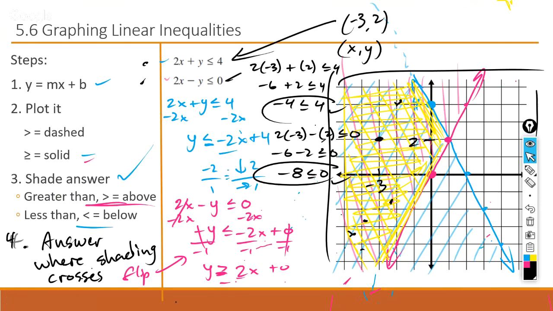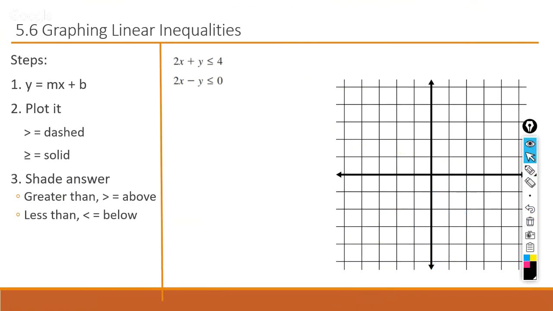Because everything in the shaded region will make these two equations true. And that's why the graph is the answer, because there's like unlimited points. All right, next example.